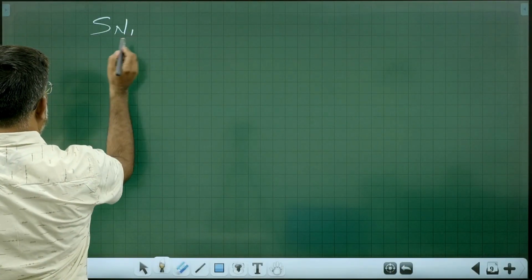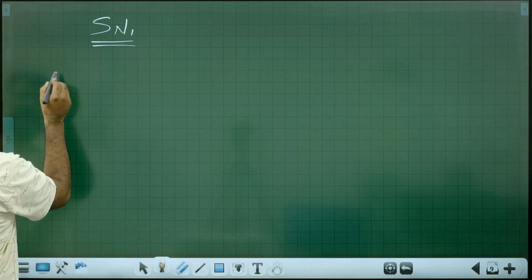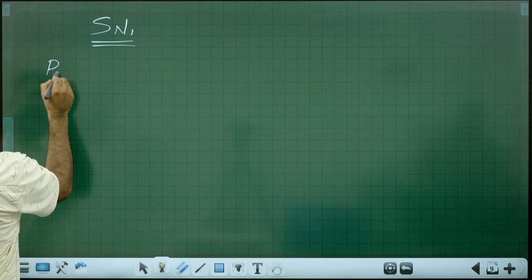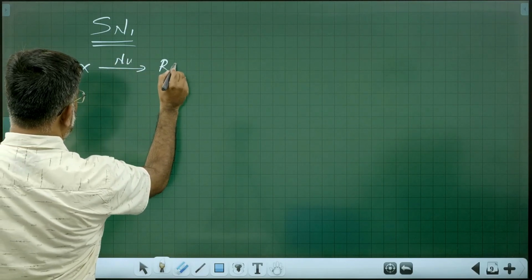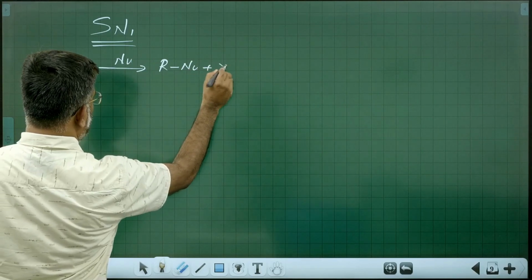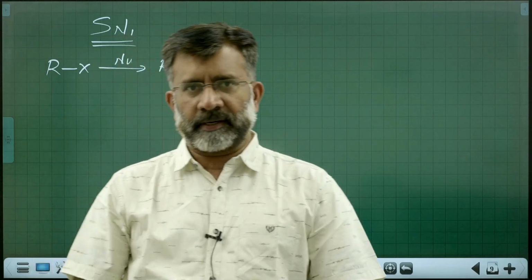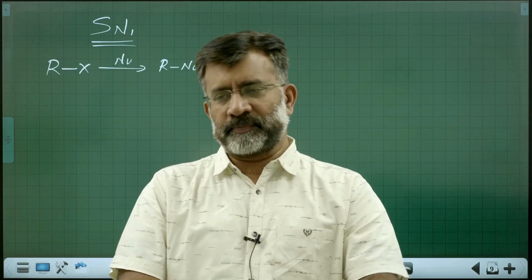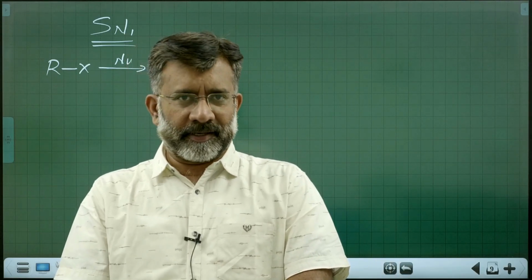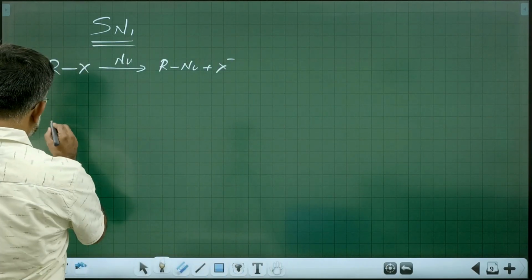Regarding SN1 reaction, see, the reaction is: we have RX treated with the nucleophile, we get RNu plus X minus. This is the reaction. Now, how does this reaction take place? What is the story behind it? As I told, there are two types of mechanism, SN1 and SN2. So how is SN1 going to be? SN1 will be like this.